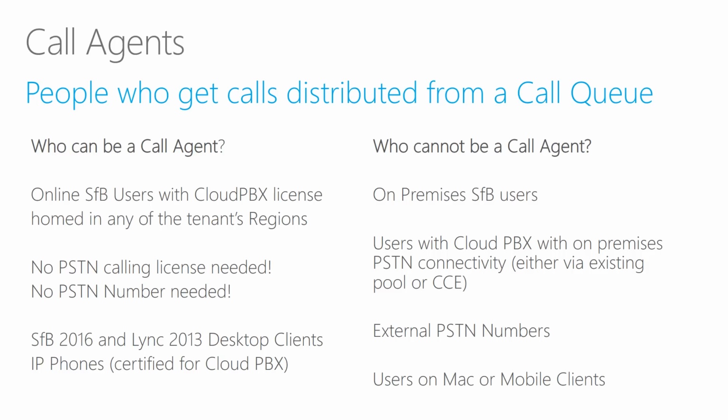So who can get a call from a call queue? Who can actually be the call agent? Online Skype for Business users with a Cloud PBX license, hosted in any of the regions. So even if you deployed regionally hosted meetings and you're in a different region, you can still be part of the call queue. You don't need a PSTN calling license. You can have one, especially if you want to forward calls to the PSTN as an agent, you might need it, but you don't need it for the call queue functionality. You also don't need a PSTN number. If you have a Skype for Business 2016 or Lync 2013 desktop client, you should be fine, or any IP phone certified for Cloud PBX.